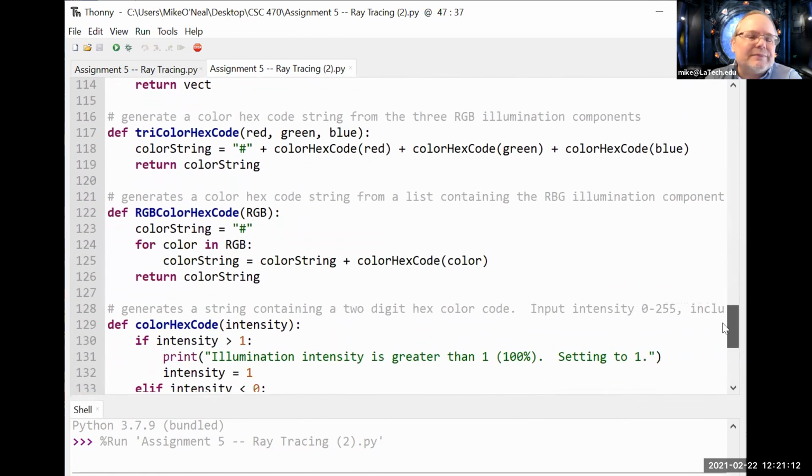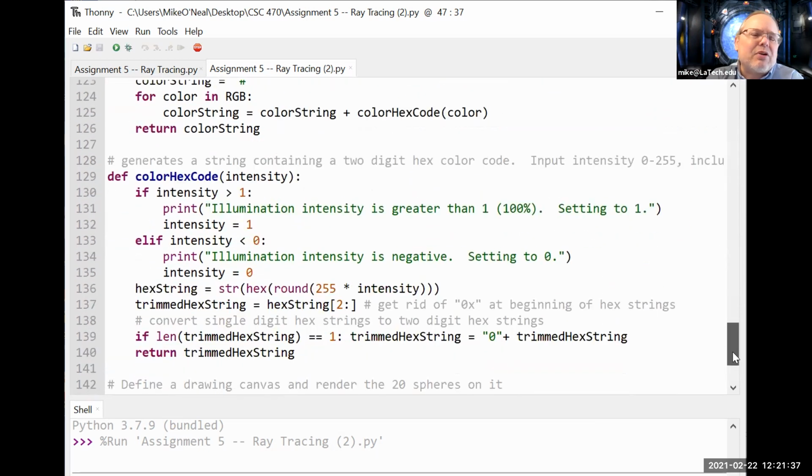I changed up my code for computing hex color codes a little bit. One of them just takes in a vector of red, green, and blue. So you can just send it as a list of red, green, blue. Or if you want to, you can keep red, green, and blue separate like we did before. But anyway, this computes that.